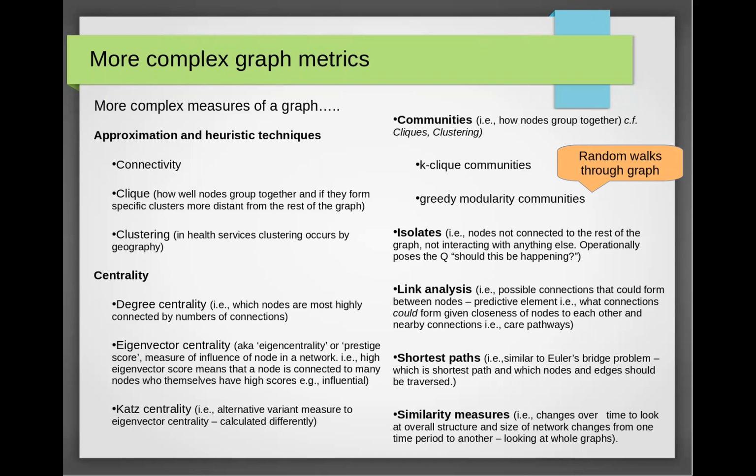Then you've got the link analysis, and this is all about looking at the connections that really exist between the different nodes. And with this, you've got the predictive elements. So when the connections could form and their closeness to others and nearby connections. Then you've got shortest paths.